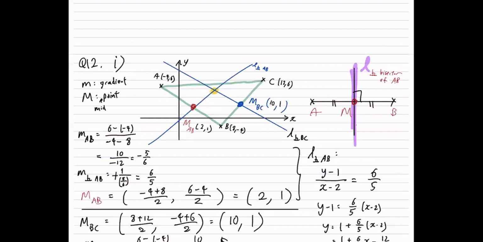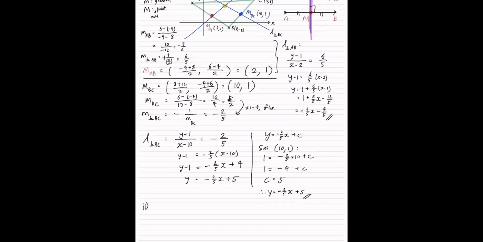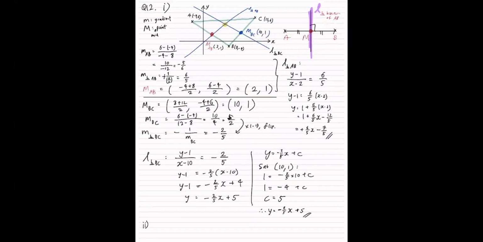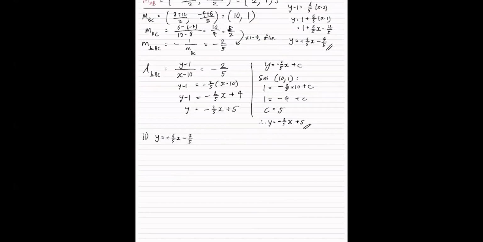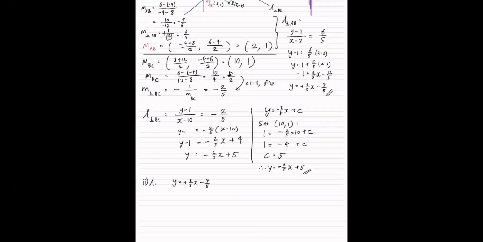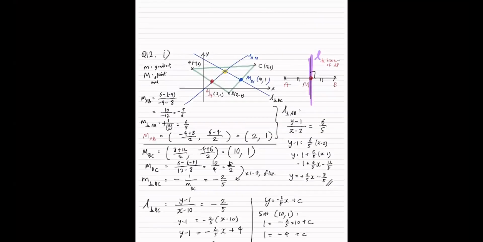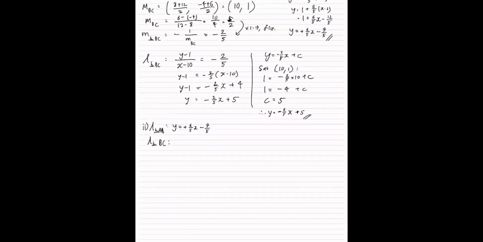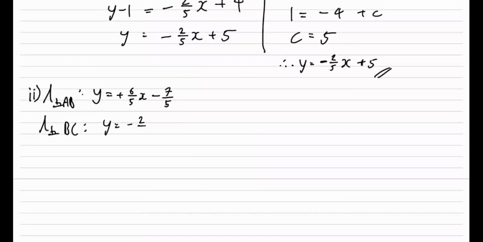So what are our equations? Let's copy them down so I don't need to keep scrolling up and down. We have y equals 6/5 x minus 7 over 5 as our L perpendicular AB, and our L perpendicular BC, which we just found above, is y equals -2/5 x plus 5. Now, equation 1 and equation 2: what do you notice? Both are y equals, so you can just equate them straight away.